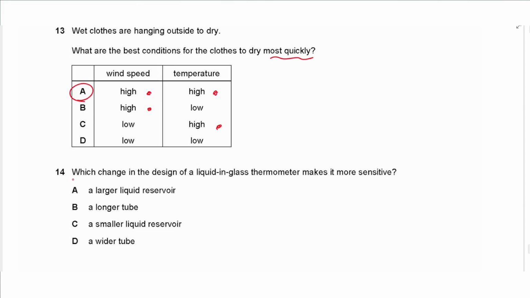Question 14 is about thermometers, so you can skip this question for the new syllabus. It says which change in the design of a liquid and glass thermometer makes it more sensitive? A larger liquid reservoir, yes, that would increase the amount of expansion. Longer tube, no, that increases the range. A smaller liquid reservoir, that decreases sensitivity. A wider tube, no, that decreases sensitivity. It should be narrower, so the answer is A.